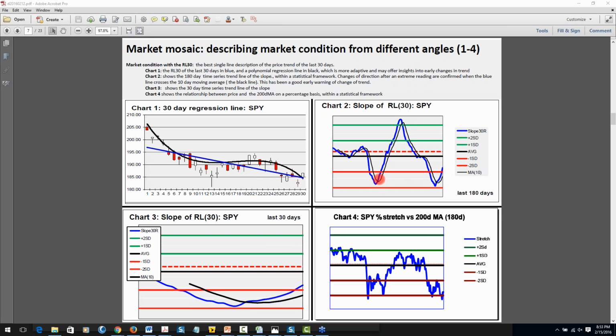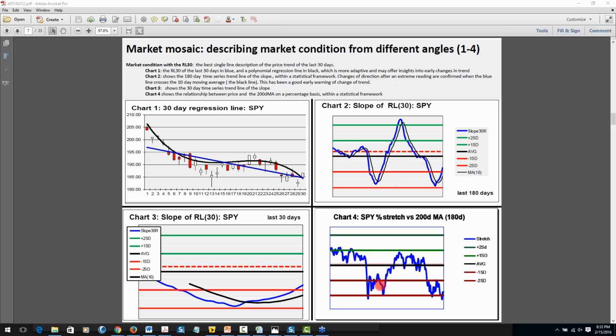And when it crosses its own 10-day moving average at a distance more than 1 standard deviation away from the long-term average, then you have a potential turning point in the market that you would be well advised to pay attention to. So the last 3 times it's done that, this one after the big sell-off in August last year, there was a really nice move.